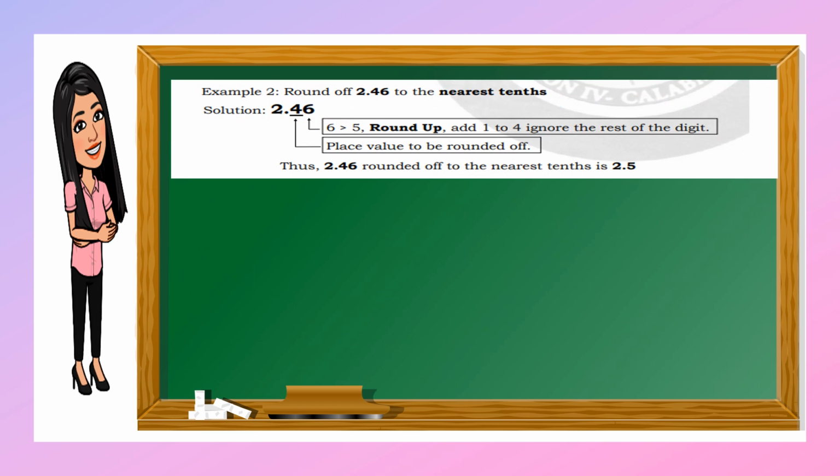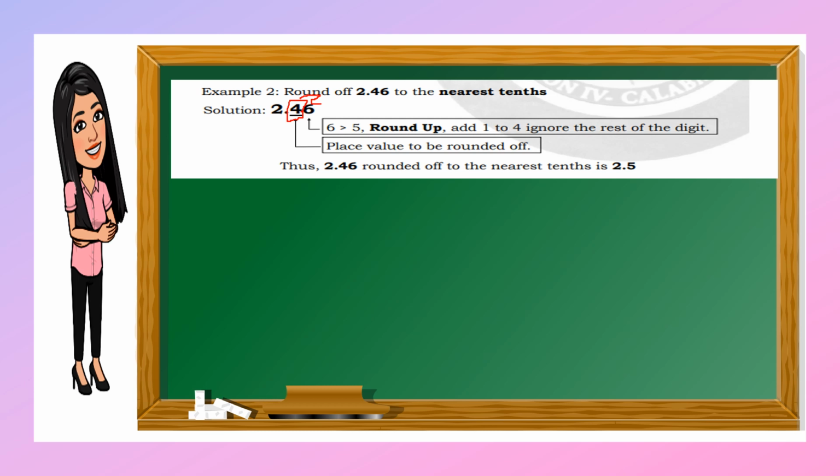So, let us have another example. So we have here, round off 2 and 46 hundredths to the nearest tens. This time, tens naman ang ating i-round off. So what digit is in the tens place? So the number is 4. So yung 4 yung nasa tens place. Now, look at the number. Tignan natin yung number na nasa likod niya. 6 yung number na nasa likod niya.